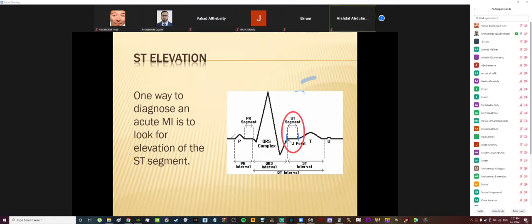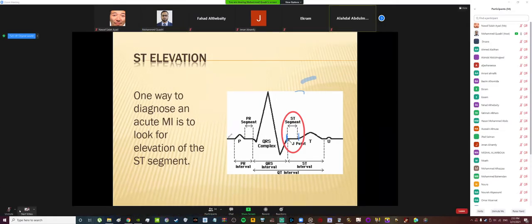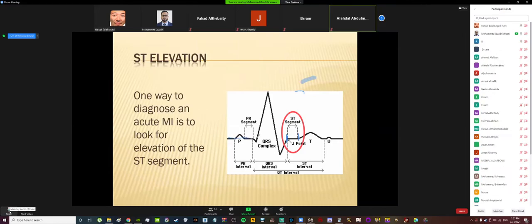What do you mean by isoelectric? It's neutral, neither positive nor negative. Neither is it going up or down. It's a neutral, horizontal line, isn't it?